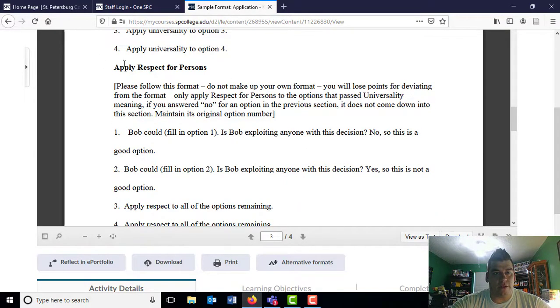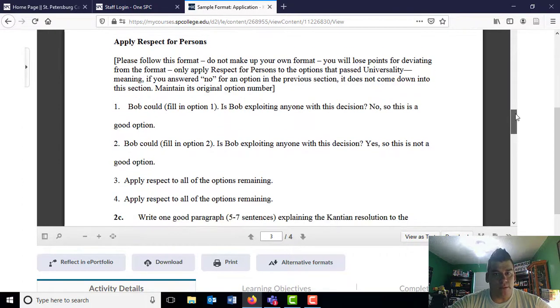Then you're going to put a heading here that says apply respect for persons, okay? And what you're going to do there is it says here, you need to follow this format. Don't make up any other format. You'll lose points. But only apply right here, respect for persons, to options that pass universality. Sorry, apparently I can't highlight as well as I want to with this. But that part's important. Only apply respect for persons to the options that pass universality.